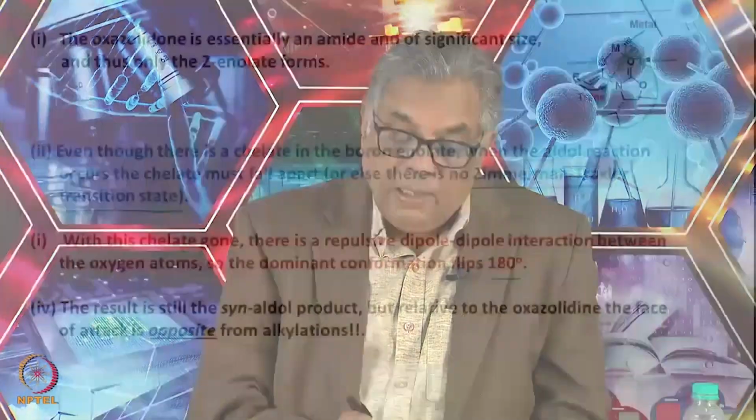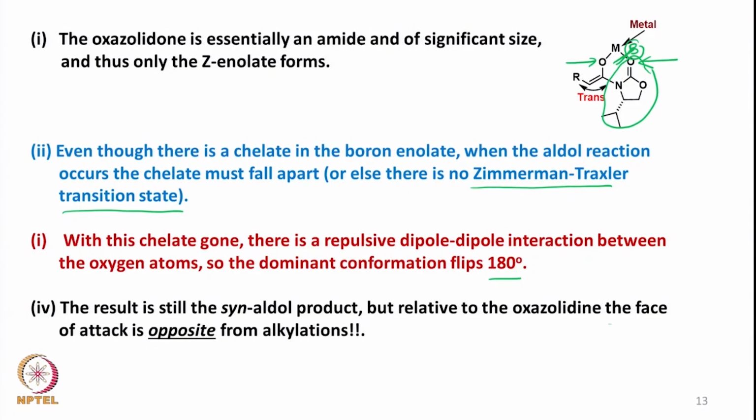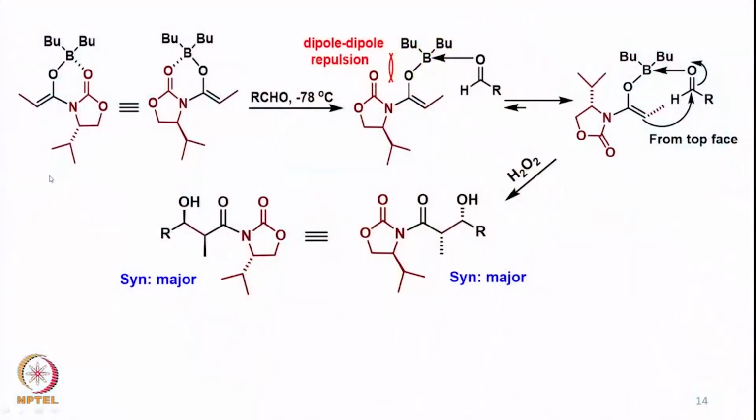The result is still the aldol product, but relative to the oxazolidinone, the face of attack is opposite to when we were doing alkylations. So we will see how that happens. So this is how it is. We can write the oxazolidinone with an alpha oriented isopropyl group. We can turn around 180 degrees and make it look like this also, therefore now it is beta oriented. We have not broken the bond, we have simply changed 180 degrees.